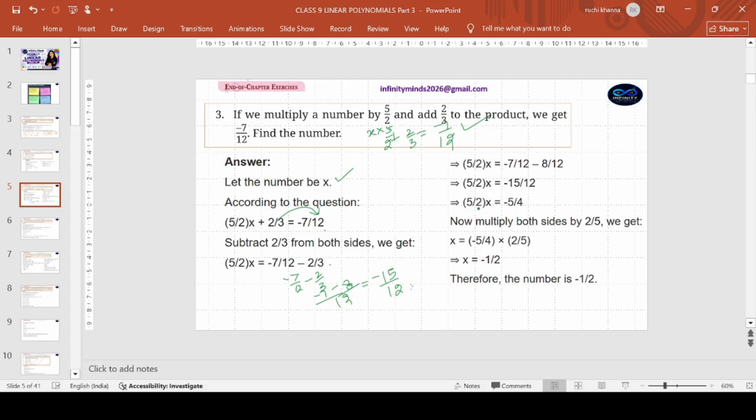So these are all steps to explain how you can solve. If your 5 by 2 is this, the variable x has to get rid of 5 by 2. It will go to the other side and multiply with 2 by 5. Now you can reduce. Your answer will come minus half. Clear? We'll move to the next.